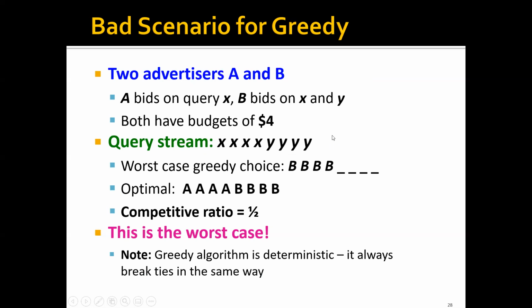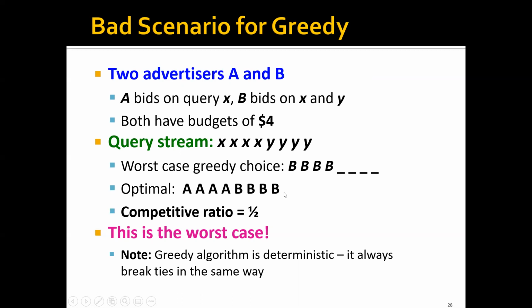Now, the worst case greedy choice would be to assign the first 4 Xs to advertiser B. And then when the fifth query comes, since it's a Y and only B bids on this query Y, and at this time B has already exhausted its budget, therefore at this point there's nothing we can do. Then the total revenue here would be just $4.